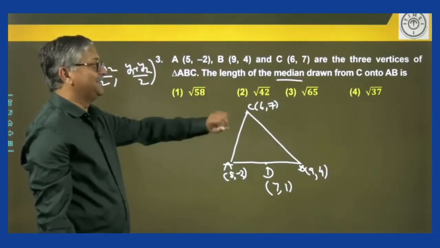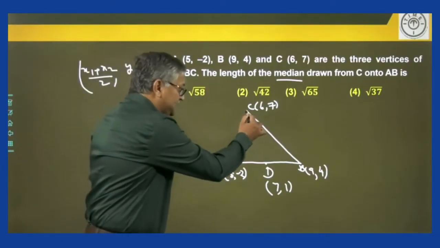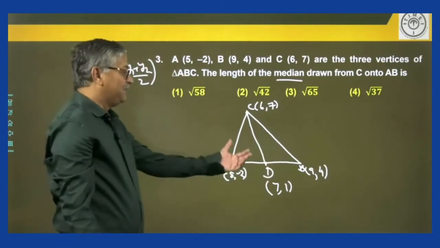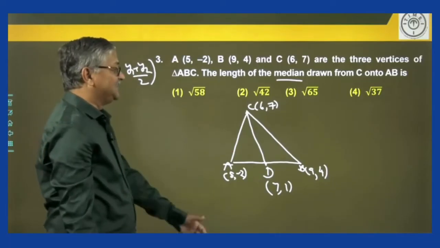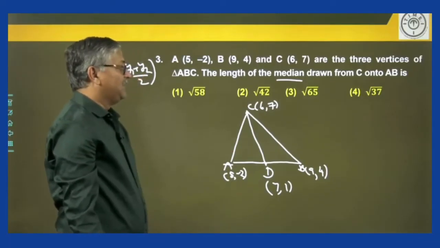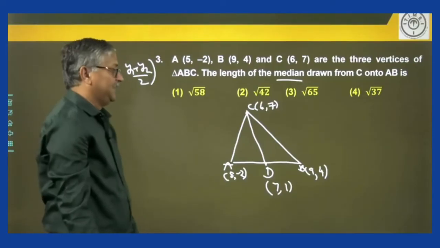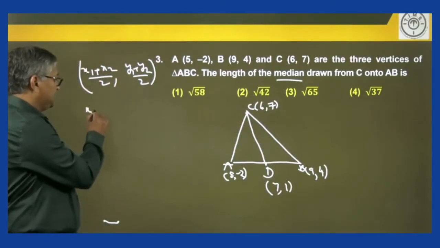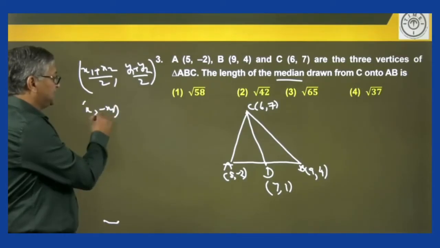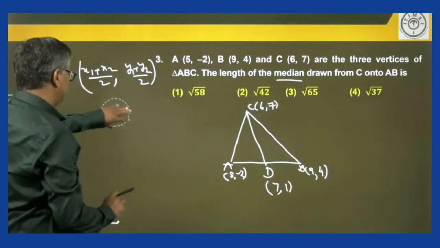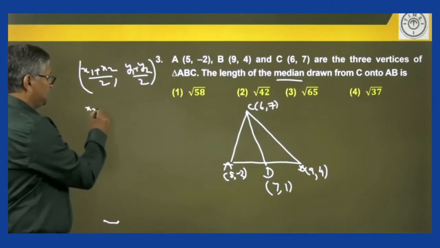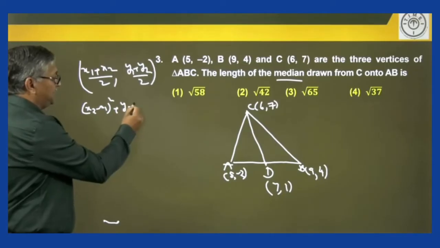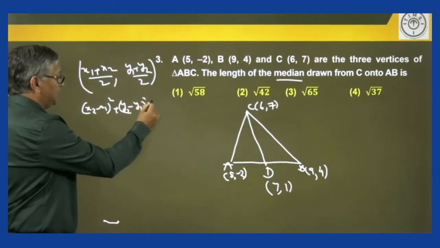Now, we want to calculate the length of the median. Median means simply we join C and D. So, this is the median of the triangle. This length we want to calculate. Simply we apply the distance formula again. So, what is the distance formula here? We already discussed that one. It is root over x2 minus x1 whole square plus y2 minus y1 whole square.